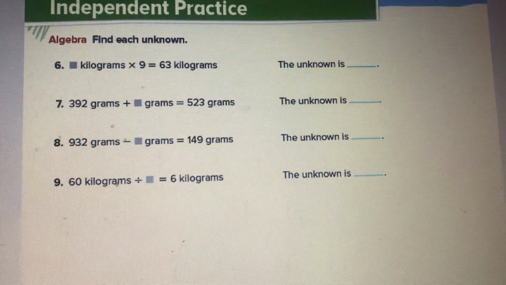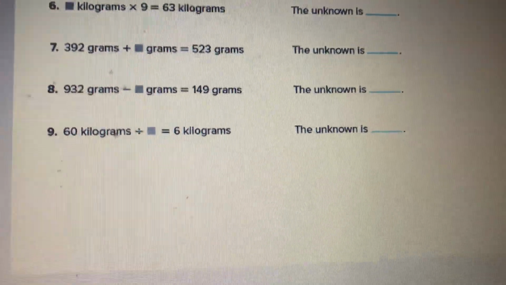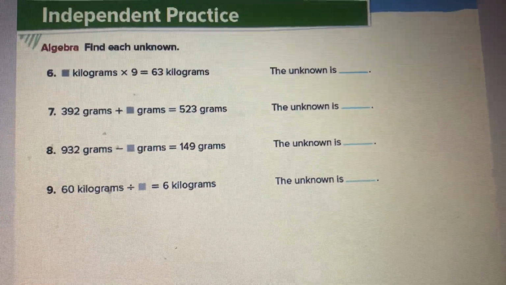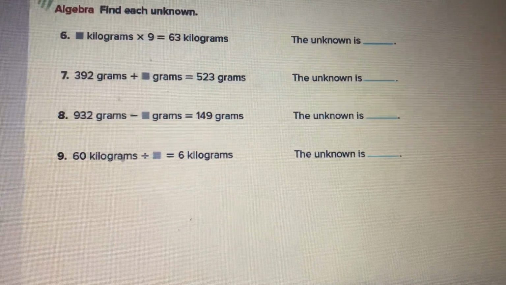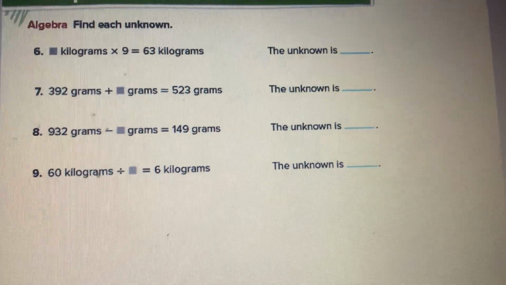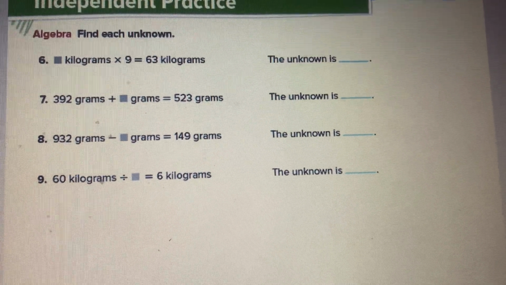In my head, I see kilograms times 9 equals 63. The unknown, okay? So what times 9 equals 63? I know the answer to that. 7, right? And then the next one, number 7.